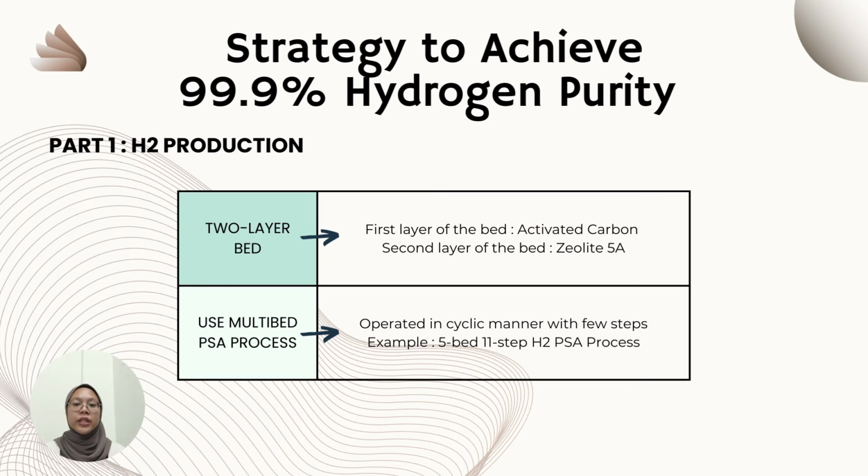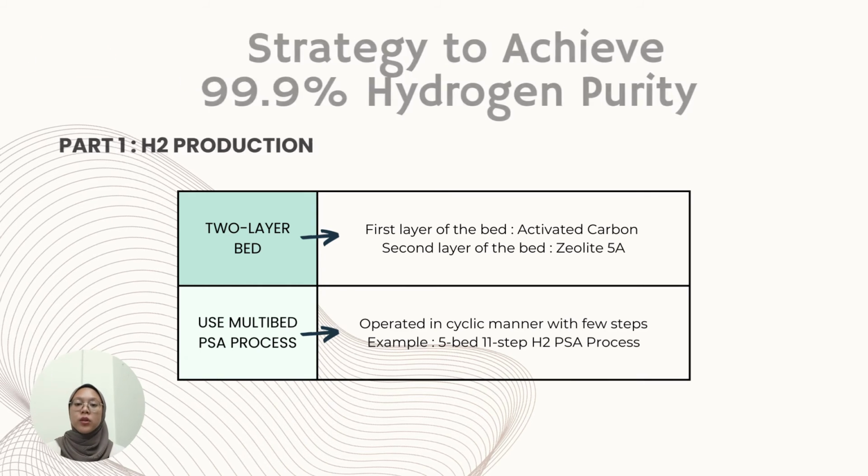Secondly, using multi-bed for the PSA process will be a good strategy to enhance the purity of hydrogen gas. Hence, the PSA process will be operated in a cyclic manner where each bed will undergo a sequence of steps repeatedly. An example provided from the literature is a 5-bed, 11-step PSA process.